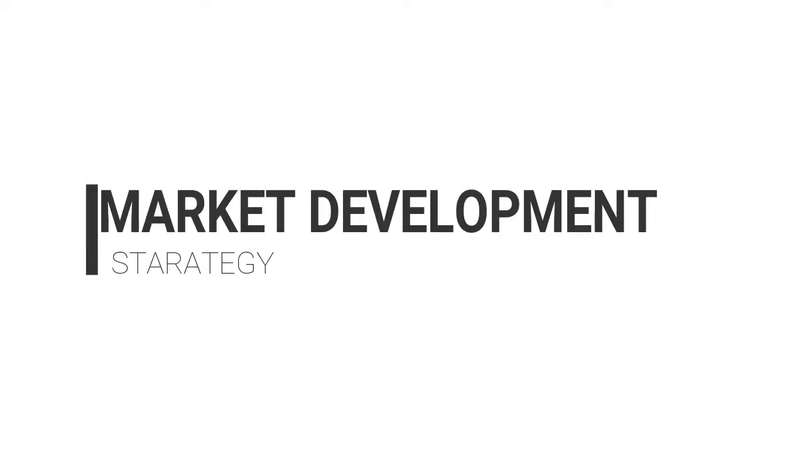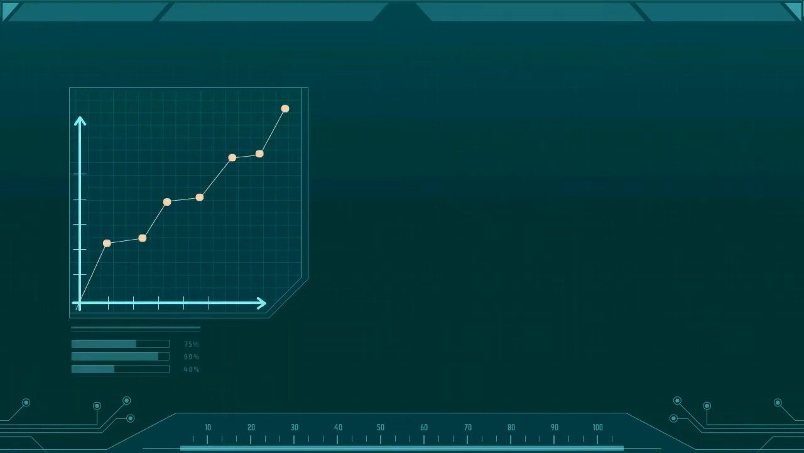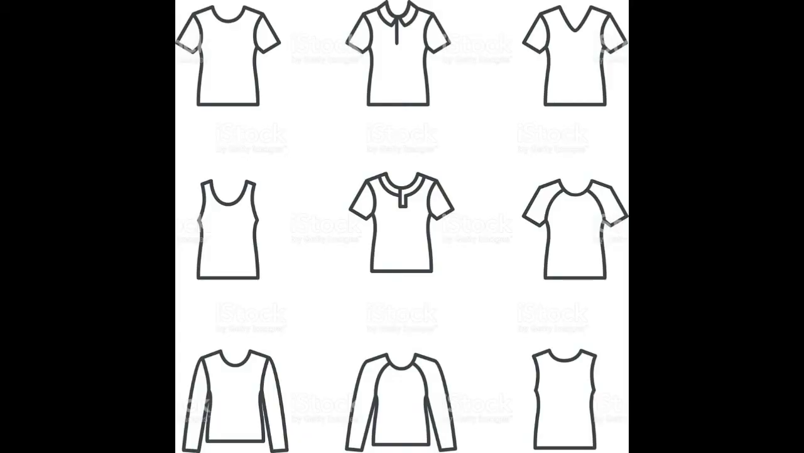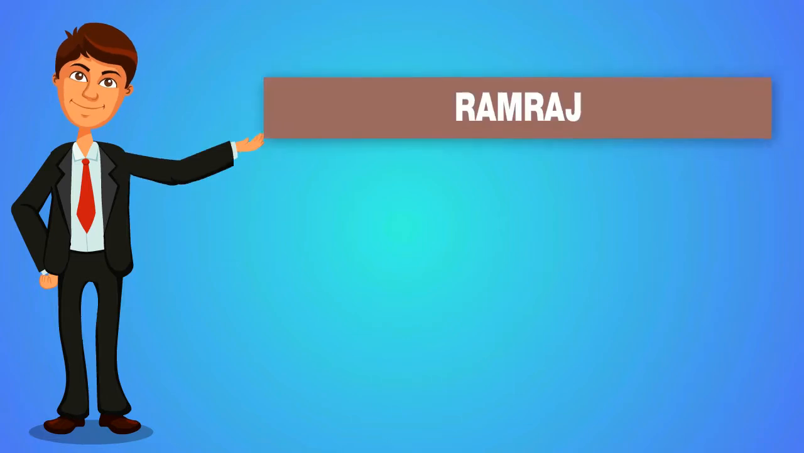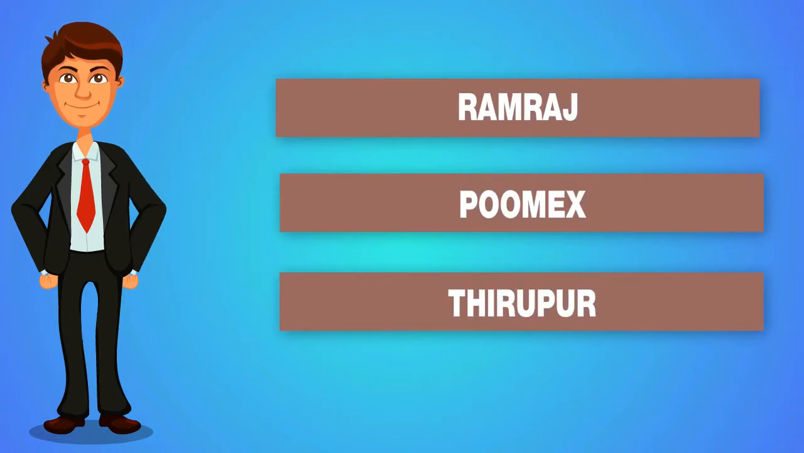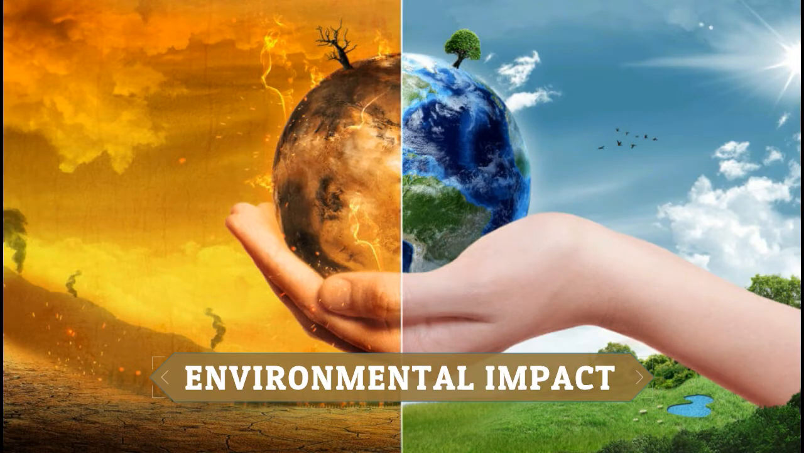Market development and strategy. The cotton products are gradually increasing in the market because they introduced different types of models and aesthetic factors to the product. In India, Ramraj, Pumax, Tirupur cotton companies are famous. The environment gets damaged while manufacturing the cotton t-shirt. How does this happen? Let's see the video.